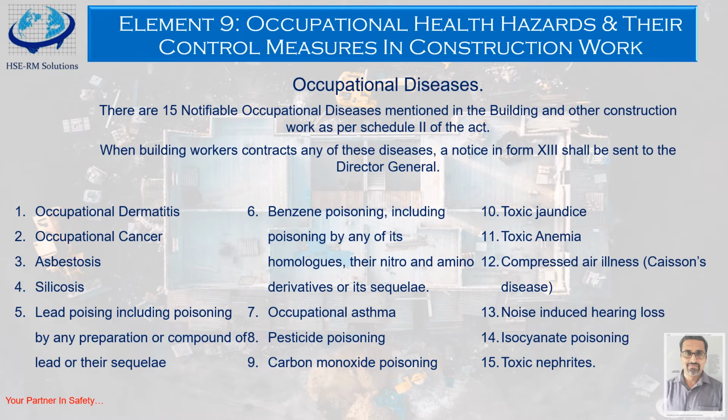Now these are the 15 diseases that are mentioned in the BOCW Act, which we need to take care of, and if these things happen, then it is to be informed to the Director General by a written formal form. Correct? So there is always a gloomy side of it, and there is always a rosy side of it in construction. Now we have to understand what these are. So no man is without occupation, that you have to understand. Everybody on a construction site is working.